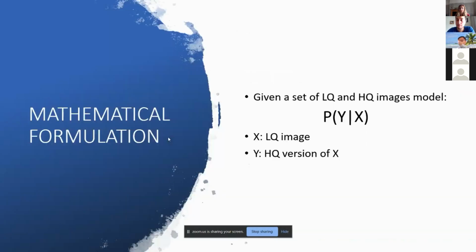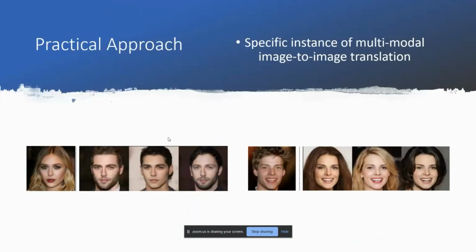The mathematical formulation is the following. Given a set of low-quality and high-quality images, where most of them are unpaired, we want to model the distribution P of y given x, where x is the low-quality image and y is the high-quality version of that low-quality image x. In practice, this task is a specific instance of multimodal image-to-image translation. For example, below you can see the image translation task of a face of a man to the face of a woman and vice versa, which is a different image-to-image translation task.